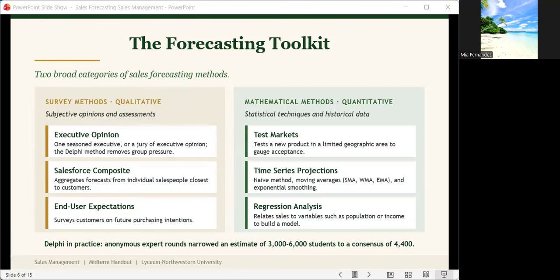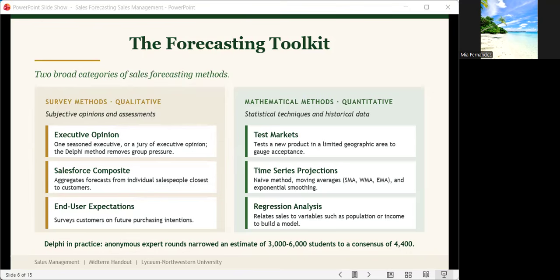Now, moving on to the mathematical methods, it's more on numbers, more on quantitative, and of course, you have to compute. So we use statistical techniques and historical data. For test markets, you're going to launch in a limited area first and read the results before rolling out. For time series projections, we have the naive method, the moving average, simple, weighted, exponential, and exponential smoothing. We also have the regression analysis, which relates the sales to variables like population or income.